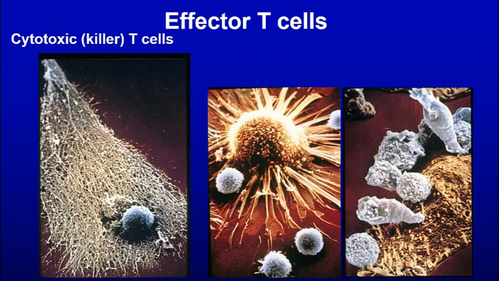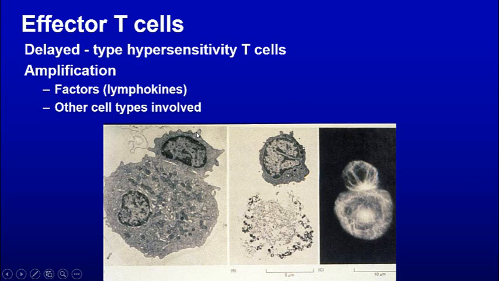So we have effector cells, the T cells, the cytotoxic killer cells, and here you can see where the T lymphocytes are killing these other cells. Again, here you can see where little lymphocytes are killing this big cell and cause it to disintegrate.